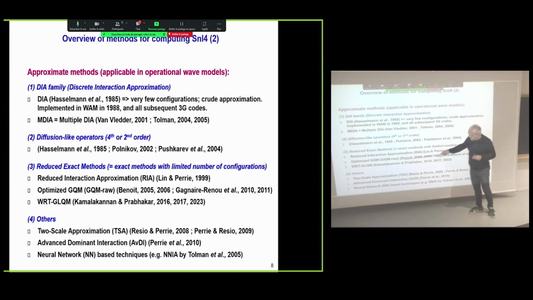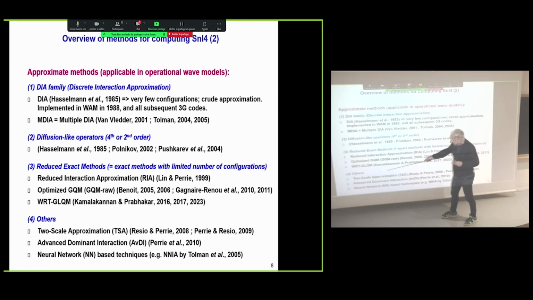And then, as I said, we can also think of using exact methods with a limited number of configurations, and so reducing them. I call this the reduced exact method. In that family, I can include the approach from Lin and Perry, the optimized GQM, which I will be calling the GQM row, of course, and also some recent improvements of the WRT proposed by Indian researchers.